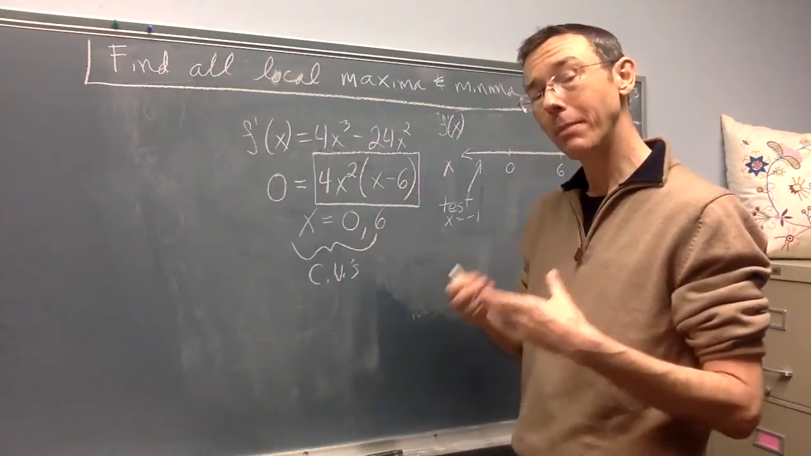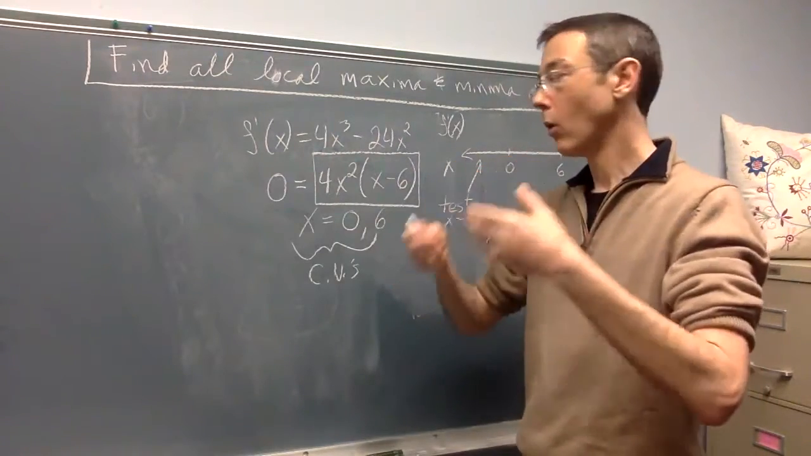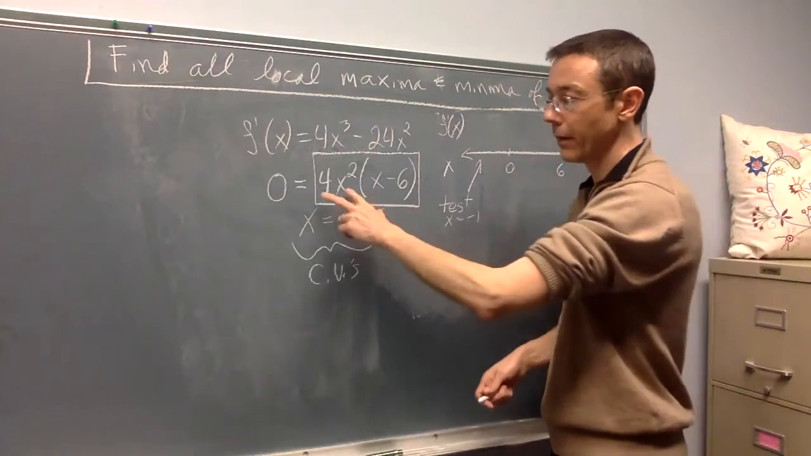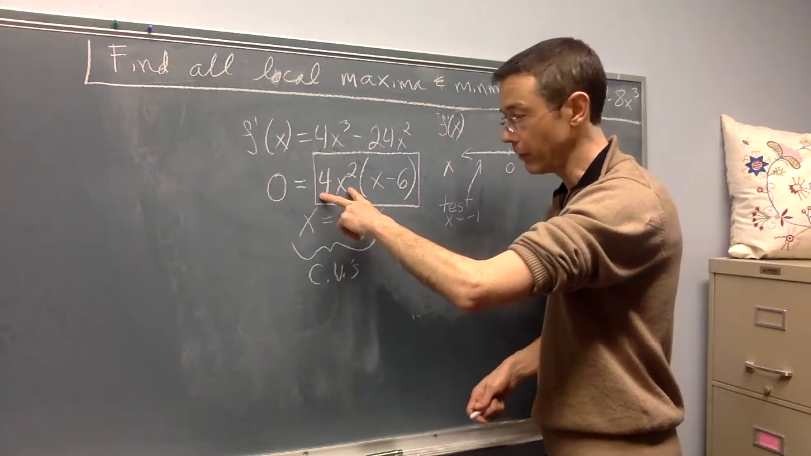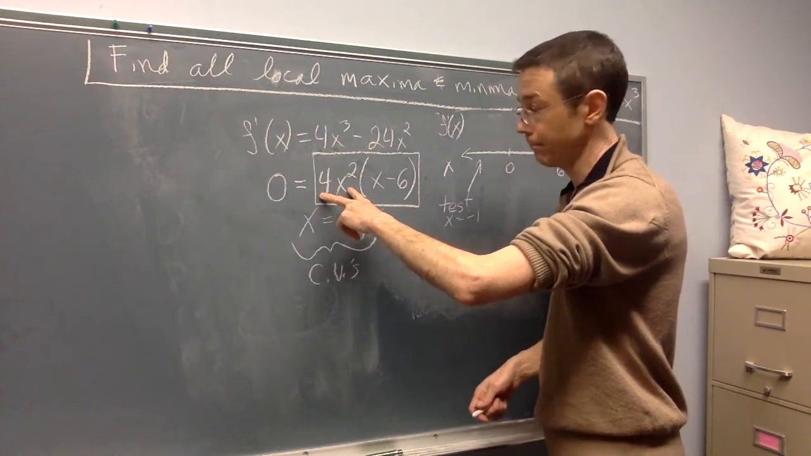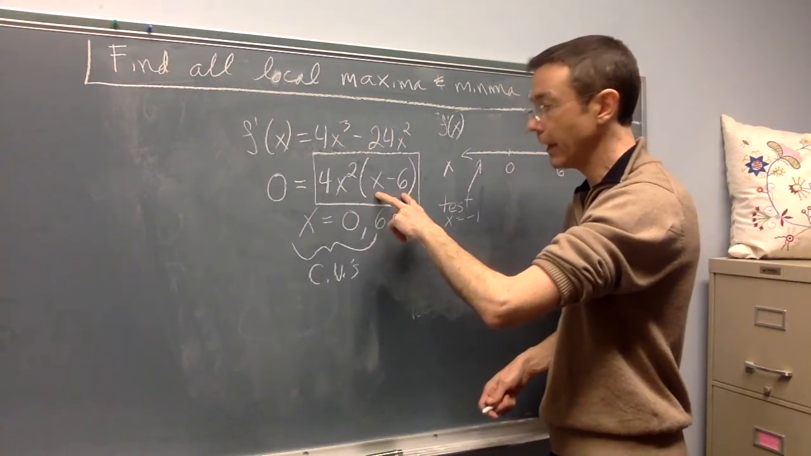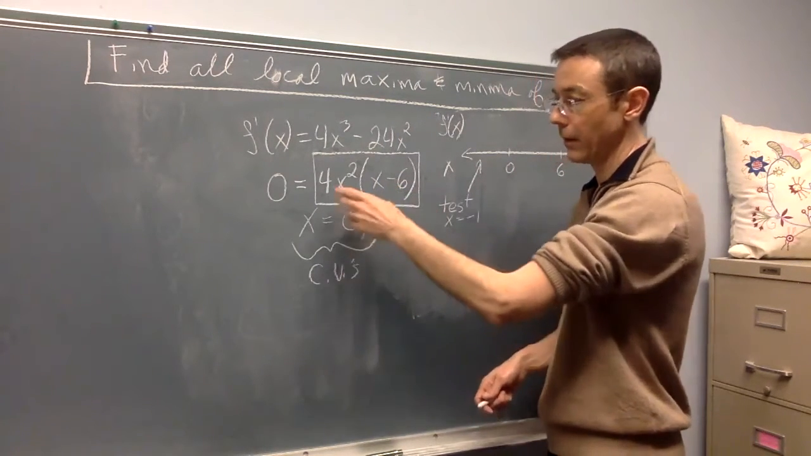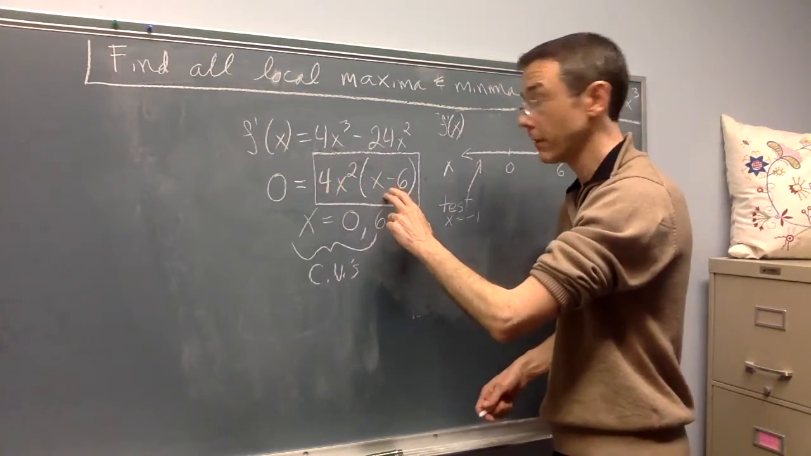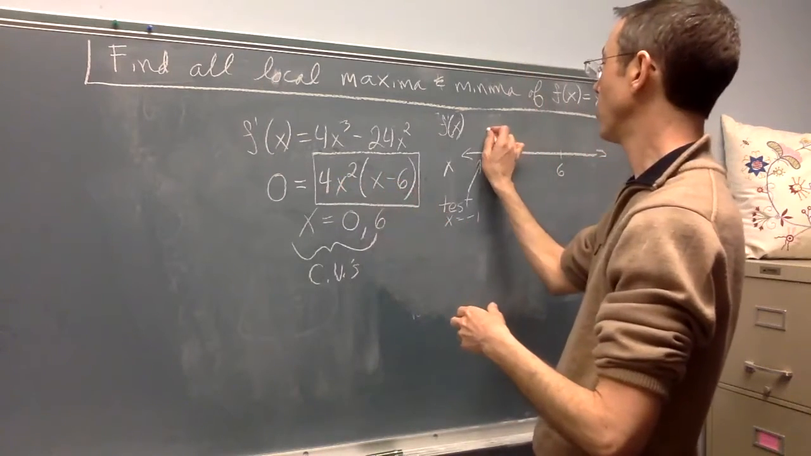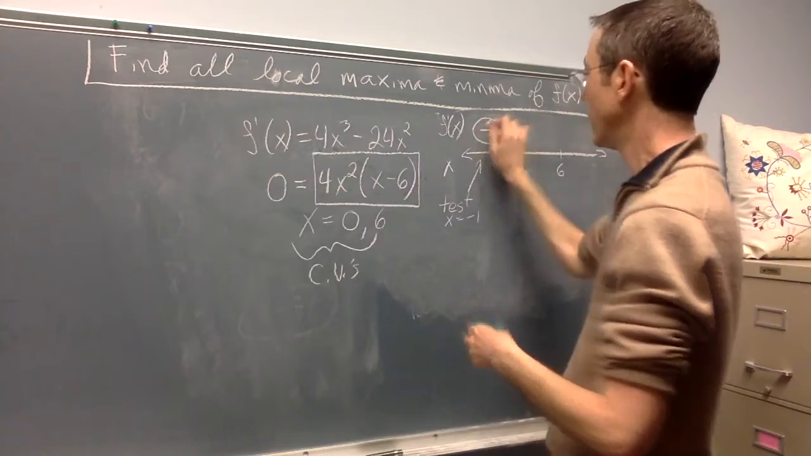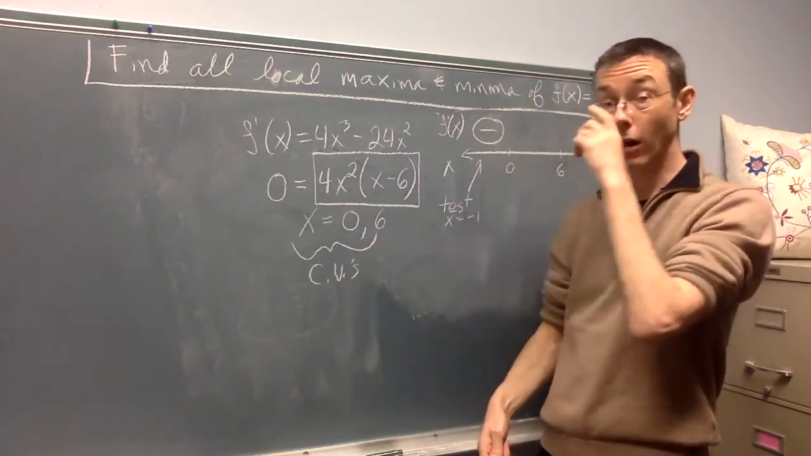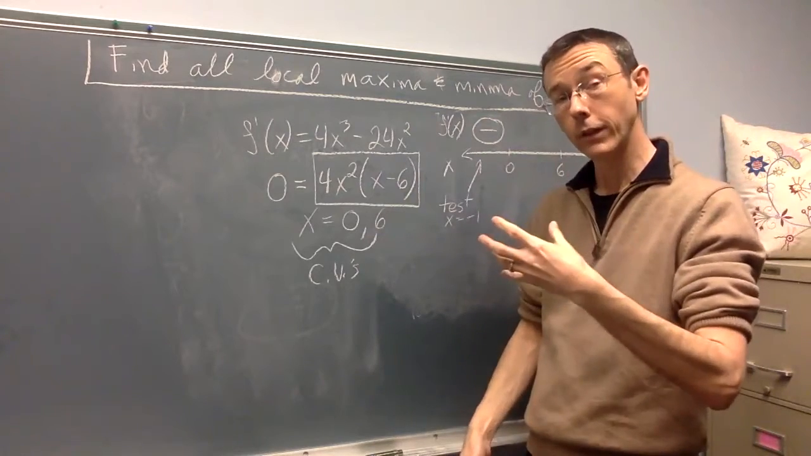I'm only going to worry about whether the derivative is positive or negative. When I plug in x equals negative 1, 4x squared is going to be positive. Negative 1 squared is positive 1. And when I plug in negative 1 here, I get negative 1 minus 6, so also negative. A positive times a negative is a negative. The derivative is negative at that point, x equals negative 1, and therefore on the whole interval, negative infinity to 0.